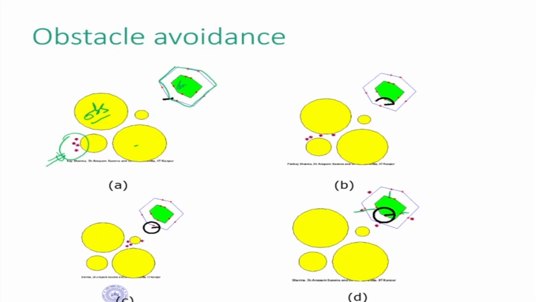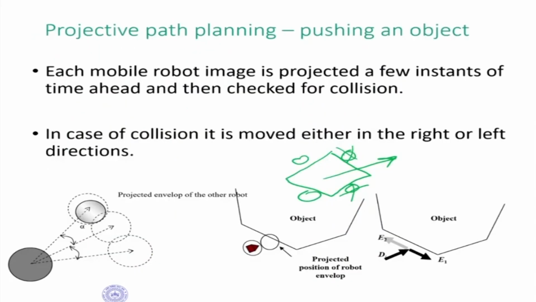Okay. Now if you want to push it, these two fellows cannot be there because they will start obstructing the motion. So in this position, they have to reposition themselves and come somewhere this side. Okay, so now each of the mobile robots is projected a few instances ahead and then checked for collision. So this is my mobile robot. Okay, so what is done is we do projection.